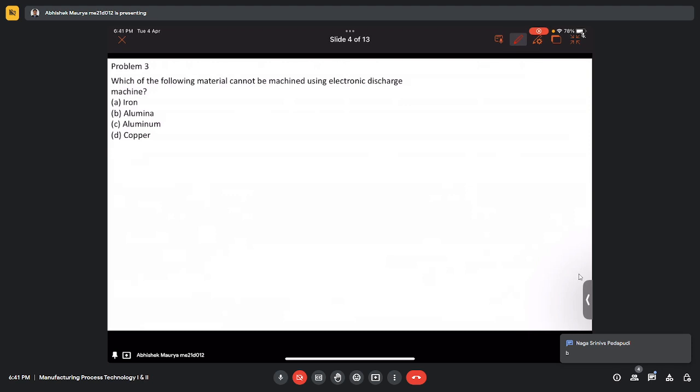Basically, one of the requirements of electro discharge machining is that the workpiece should be conductive. So the workpiece should be electrically conductive.